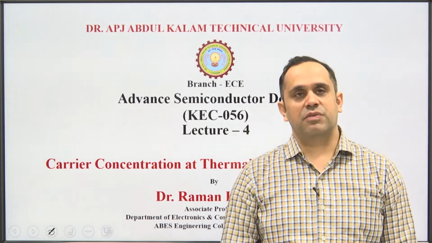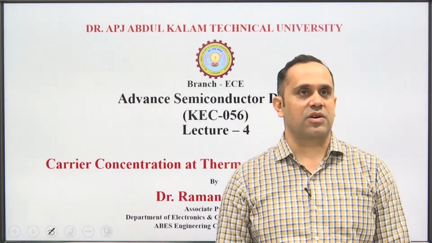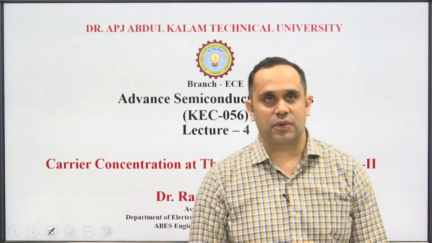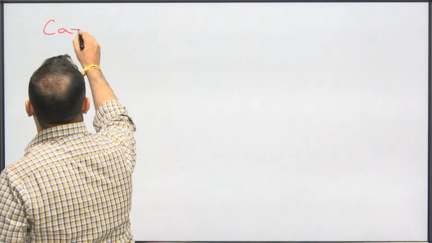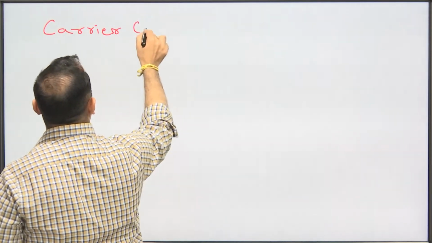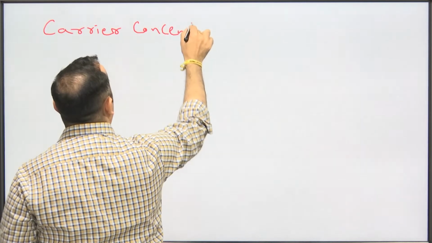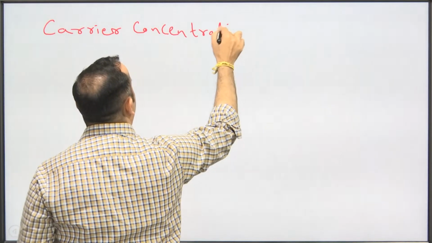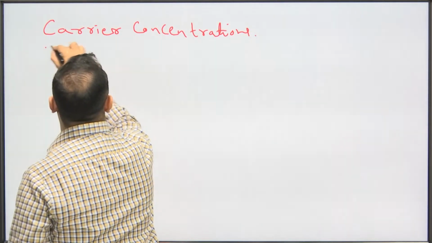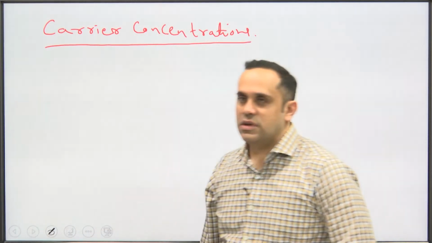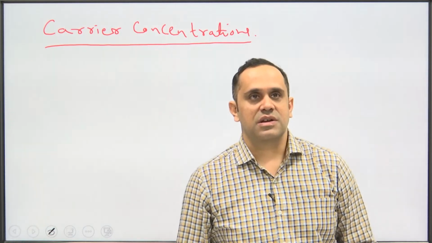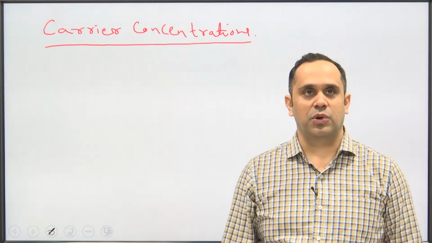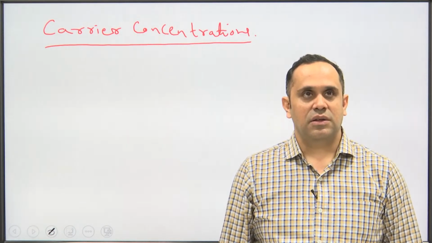So, in this lecture we will continue our discussion on carrier concentration in semiconductors. In the last lecture we started our topic of carrier concentration in semiconductors, especially at thermal equilibrium. When we say thermal equilibrium, we are referring to a condition where only thermal energy is available to the charge carriers. There is no other biasing or photo energy applied to the semiconductor.